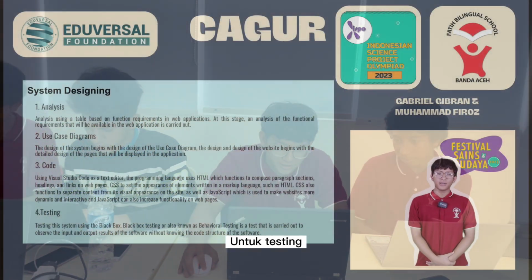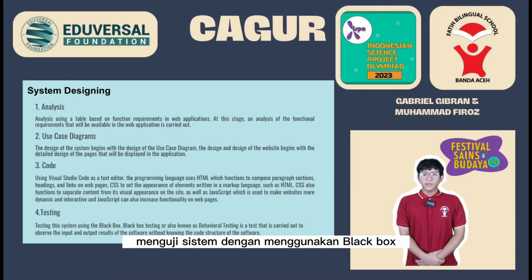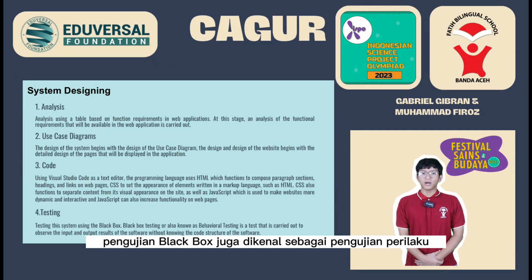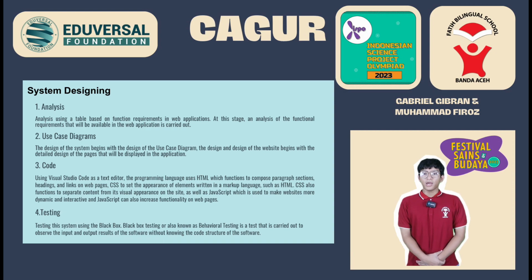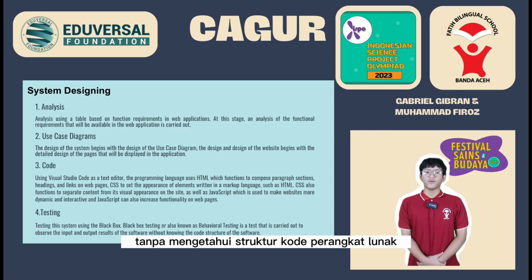Four, testing. Testing the system using the black box. Black box testing, also known as behavioral testing, is a test carried out to observe the input and output results of the software without knowing the code structure of the software.